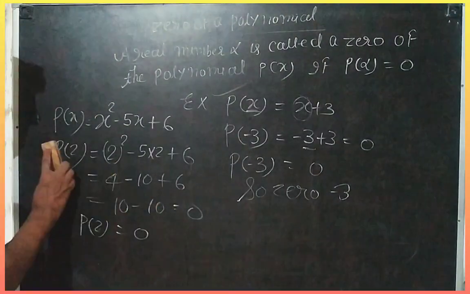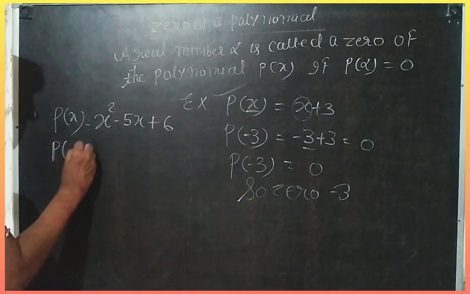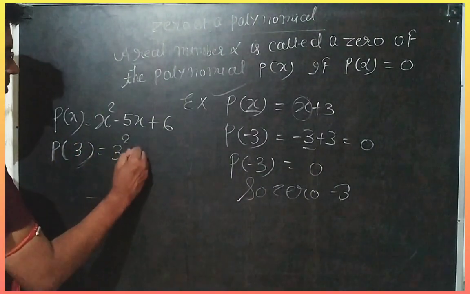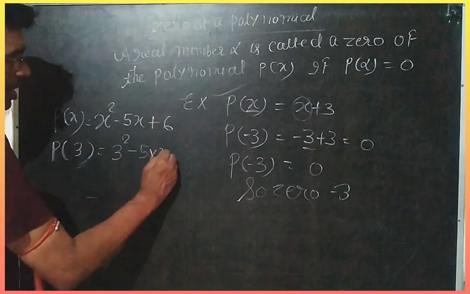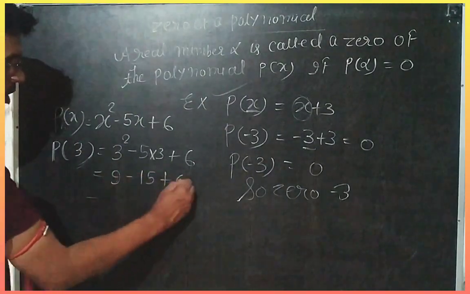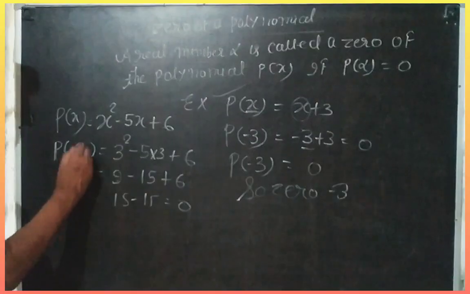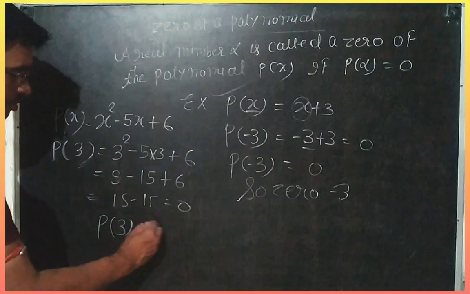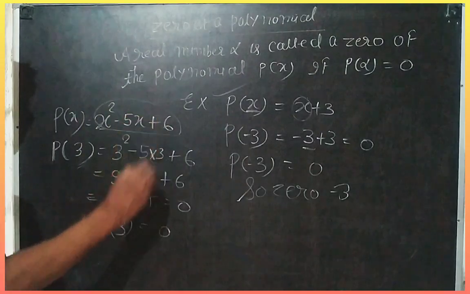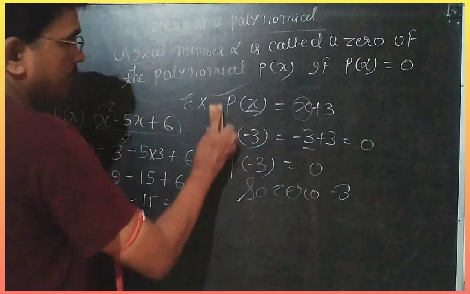Similarly, at this place, when you write 3, write here P(3) is 3 squared minus 5 into 3 plus 6. So it is 9 minus 15 plus 6. So 9 plus 6 is 15, minus 15, and it's equal to 0. That means when we get P(3) is equal to 0, therefore 3 is the zero of this polynomial. 3 is the root of this polynomial. How can you find the roots and the zeros of the polynomial?